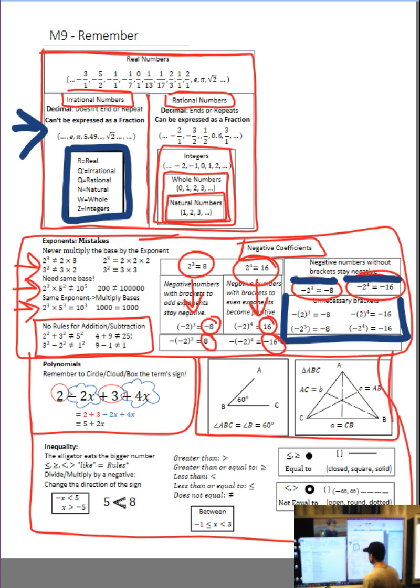Divide by a negative, change the direction of the sign. Greater than or equal to, closed dots; not equal to, open dot. Again, divide by a negative, change the direction of the sign. Greater than or equal to and less than or equal to, closed dots, and greater than and less than, open dots.